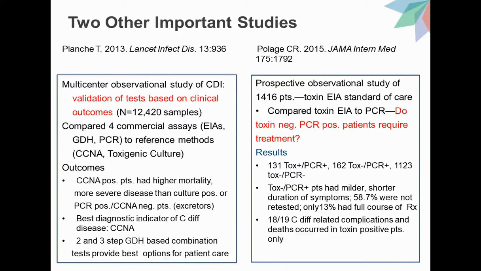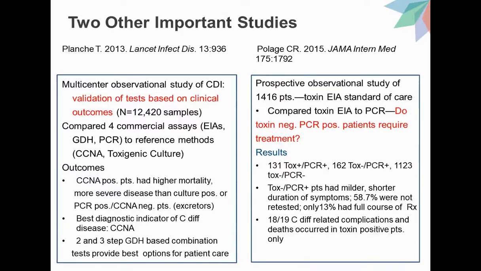The second study was performed by Polage et al. in the United States. This was a prospective observational study of over 1,400 patients. They compared toxin EIA, which was the standard of care in the institution at that time, to PCR. And they asked the question, do toxin-negative, PCR-positive patients require treatment? And if you look at the second bullet point, the toxin-negative, PCR-positive patients had milder and shorter duration of symptoms.